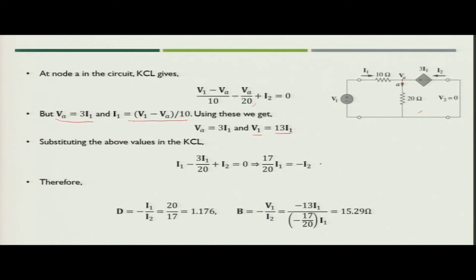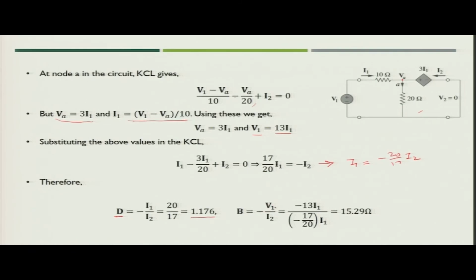Since I1 is equal to minus 20 by 17 I2, the ratio between I1 and I2 gives the value of D. So, D is nothing but minus I1 by I2. From this you get D equal to 20 by 17. So, the value of D you will get as 1.176.